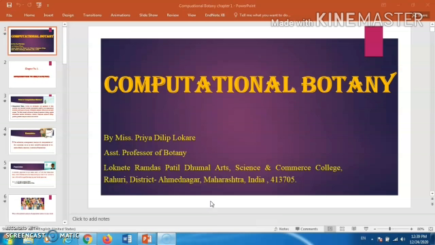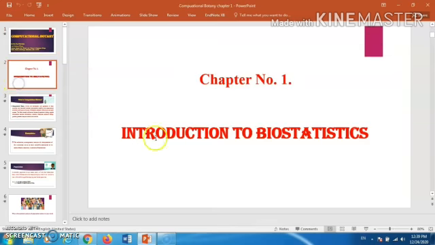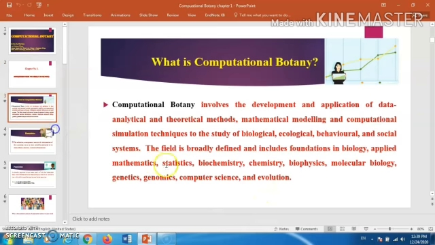Today we are going to see our sixth subject, Computational Botany. So, in that, chapter number 1, Introduction to Biostatistics. First of all, let us see the term computational botany.